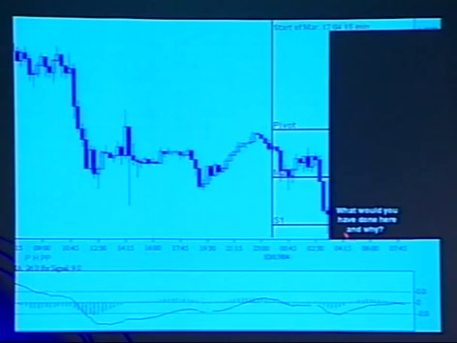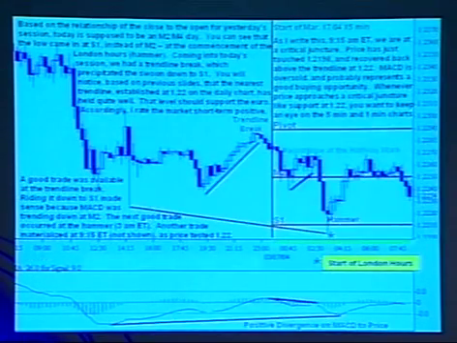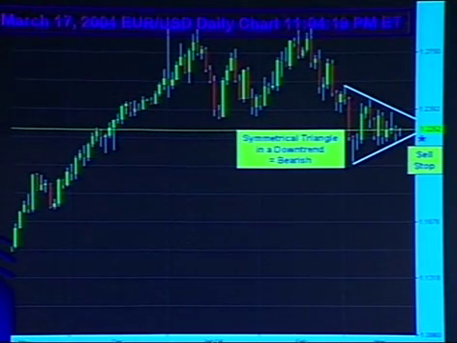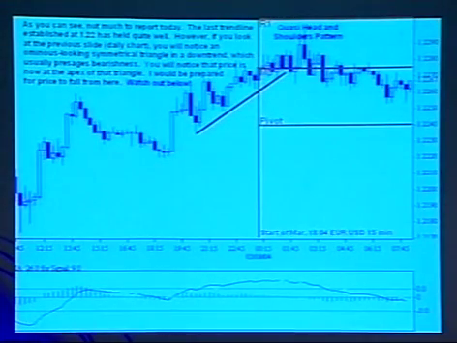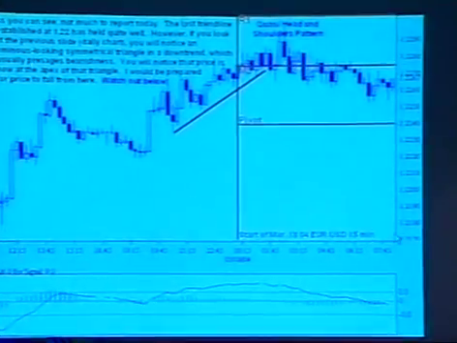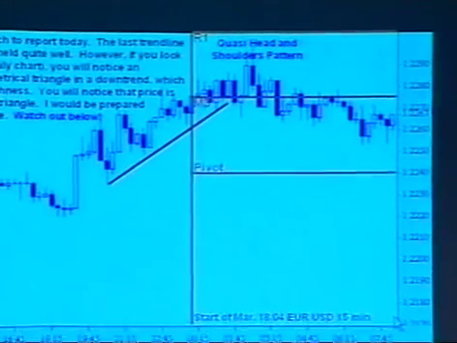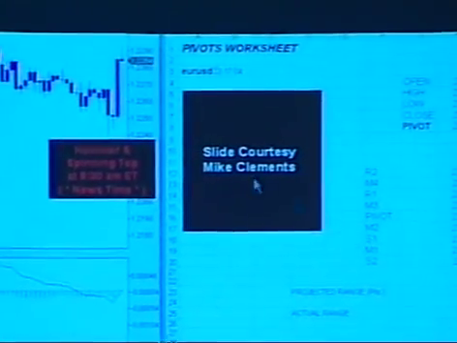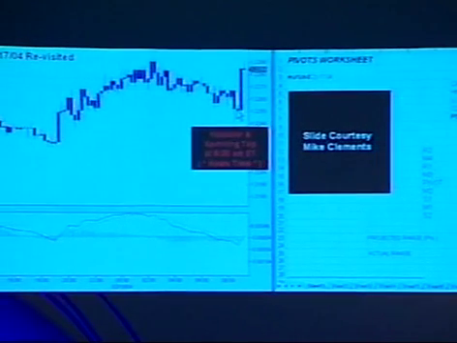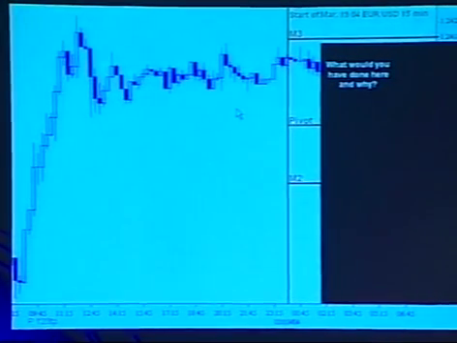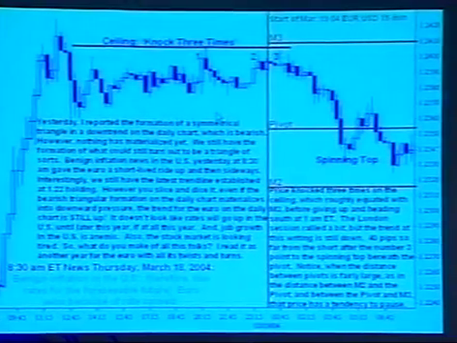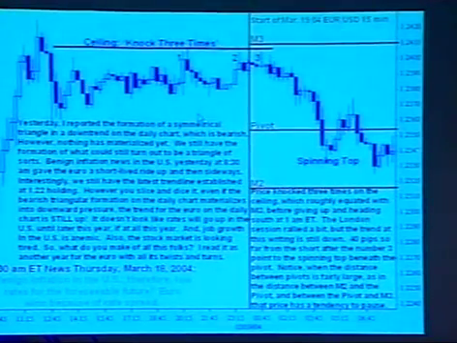Okay, what would you have done here? This day was a day we talked about this morning where this was a bit of a fake out where we had a sort of a quasi head and shoulders pattern in here and it would look like price was going to collapse. But then we had news coming out at 8:30 in the morning that was euro positive. And of course price went up. We talked about this one this morning in relation to the 1, 2, 3 topping process.